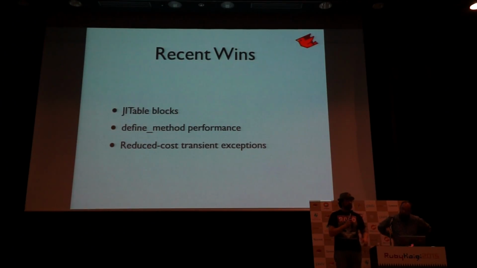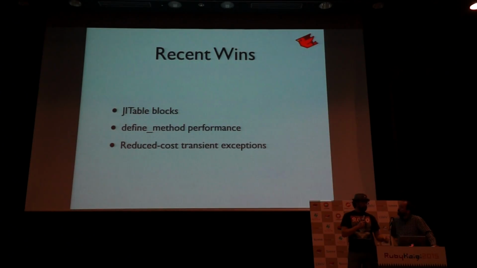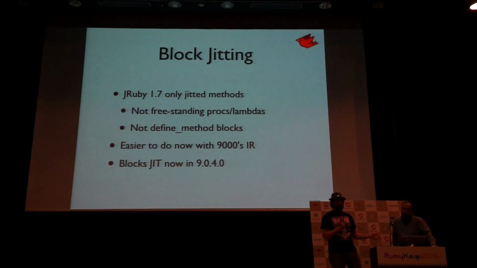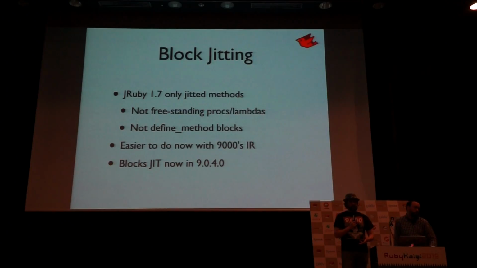Okay, so I'll talk a little bit about some actual shipping optimizations that we've done that are in the current release, 9.0.4. So first off, we always wanted to be able to compile blocks as well as methods, but JRuby 1.7 would only compile method bodies. So if the block was in a method and the method compiled, then it would get to JVM bytecode and run fast. It's much easier for us to actually do blocks independently now.